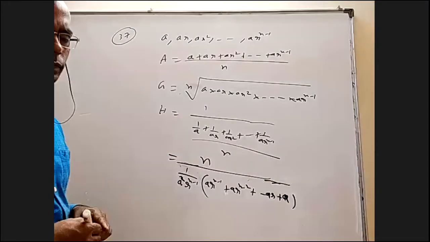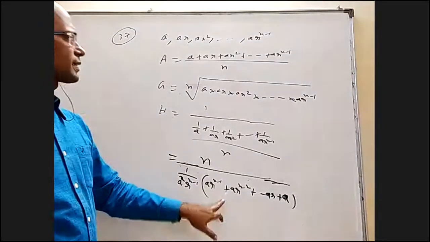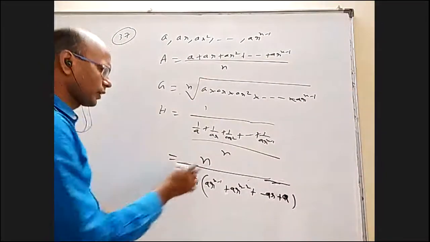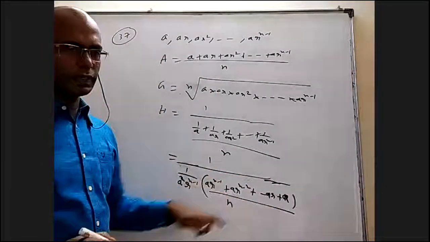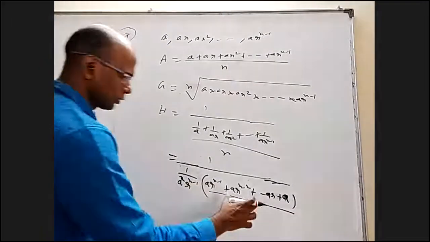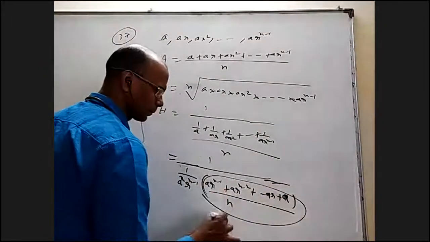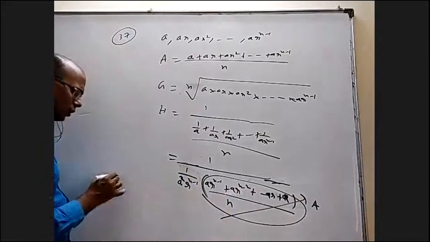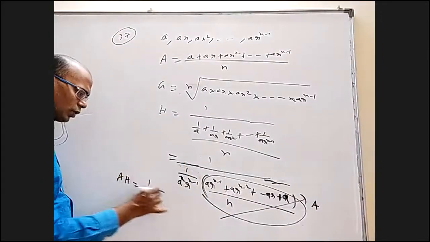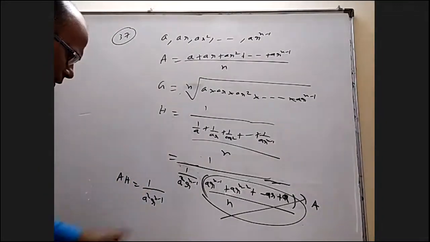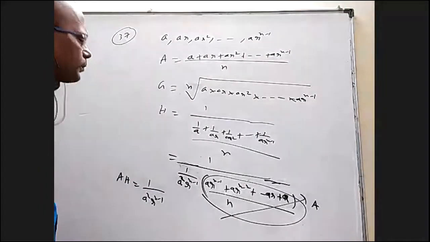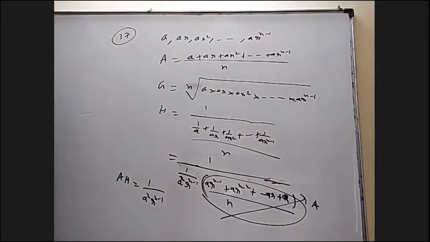So now this is exactly, I should have kept by n down only. It's okay. Keep by n down. That is your arithmetic mean A. So this whole thing is A. When you bring that A here now, you get AH equal to 1 by a square r power n minus 1. That is actually G square. Why? Yes, it is G square.